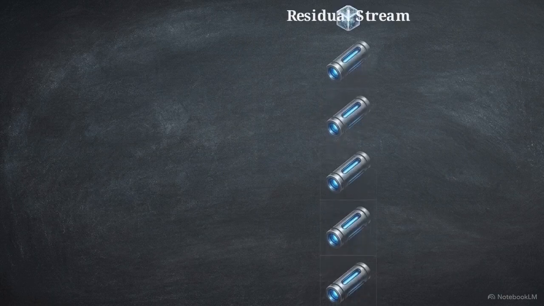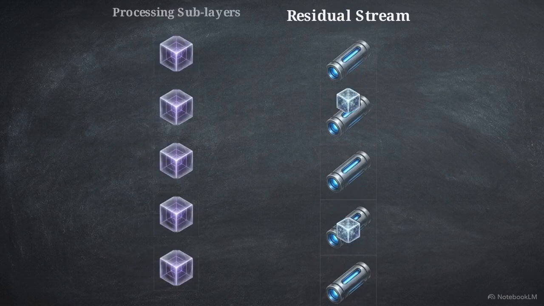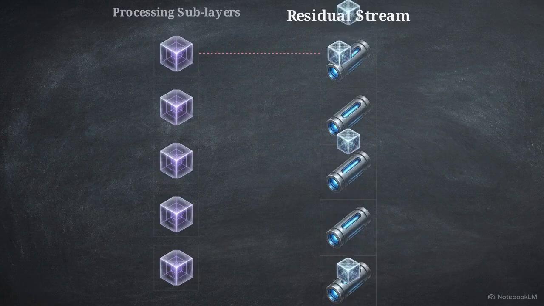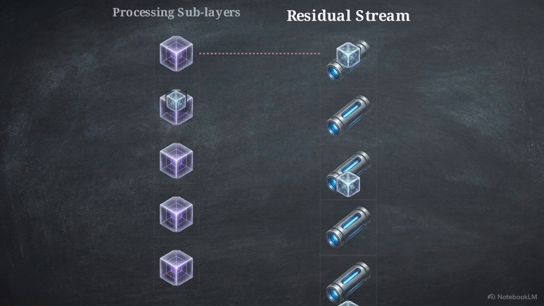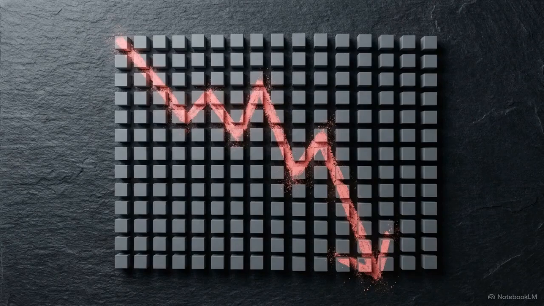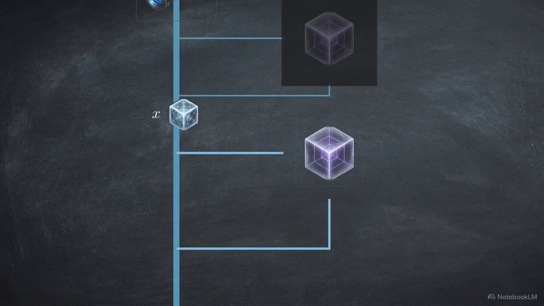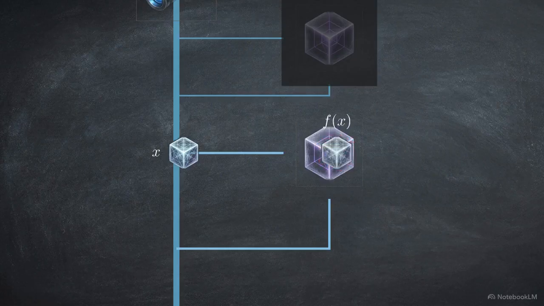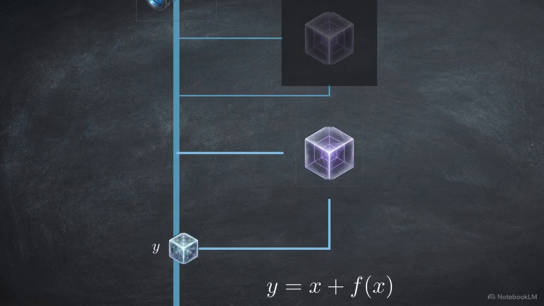The backbone of the transformer is the residual stream, a central data highway running straight from the input layer to the final output. If you push data through hundreds of complex sublayers, the numerical values and the gradients used to train them tend to shrink toward zero. This is the vanishing gradient problem, which prevents deep networks from updating their weights. The solution is to ensure the original input x is never replaced. Each sublayer simply adds its output, f of x, to the original stream.